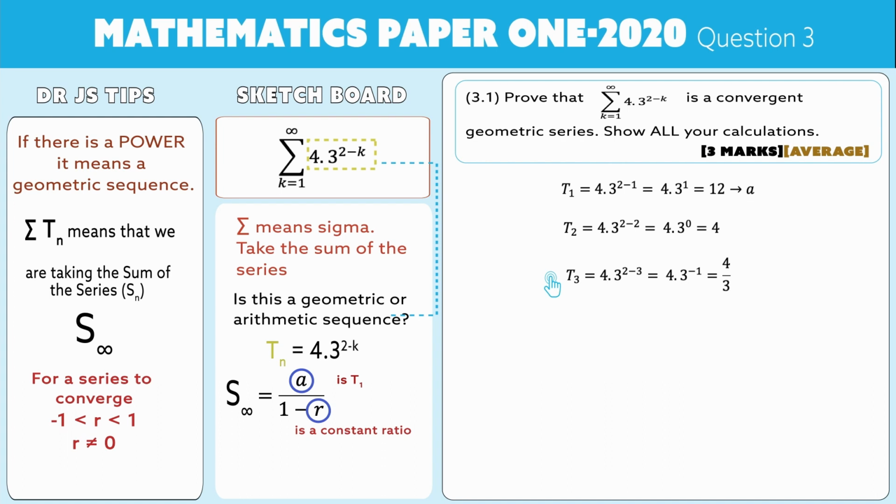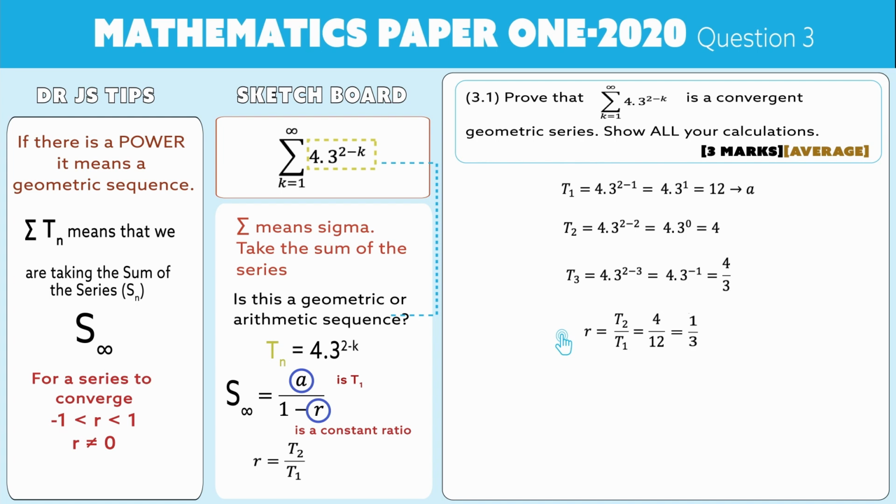The constant ratio is two consecutive terms divided into one another. Okay, remember that. Put that on your sketchboard so you don't forget it, that the r value is term 2 divided by term 1. Now, term 2 is 4. Term 1 is 12. Well, I think 4 goes into itself once, and 4 goes into 12 3 times. So we can say that our constant ratio is a third.